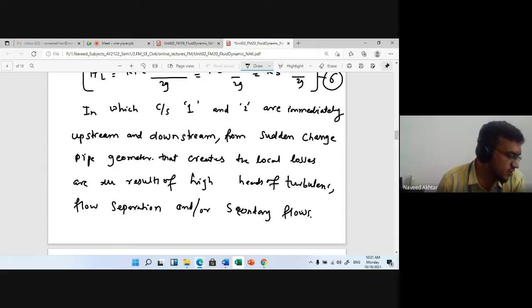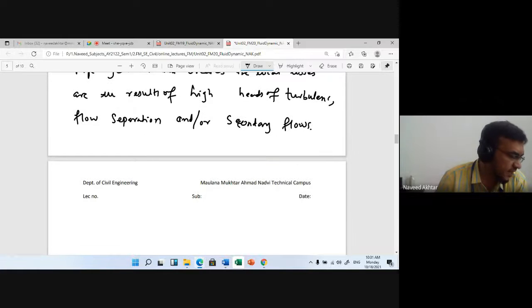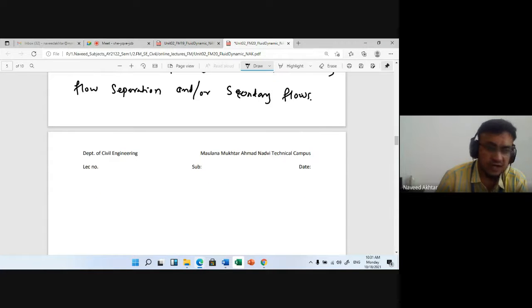So the losses occur over a relatively short length of the pipes as a result of pipe expansion and contraction, vanes, walls, and other fittings. They are usually called minor losses because often they are small compared to the friction losses. This is not usually true. However, we will prefer to describe these losses as local rather than minor.